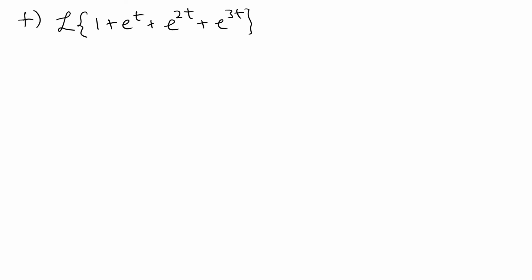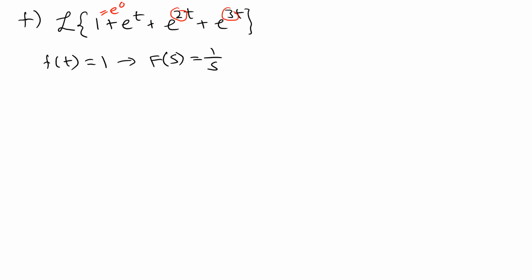Let's say we have 1 plus e to the t plus e to the 2t plus e to the 3t. In each one, if you use the first shifting property, the function f(t) equals 1, all of them. That means the transform is 1 over s. So what you just need to do is add the opposite sign of this one for each term. The first one you can look at as e to the 0, just to know the technique.